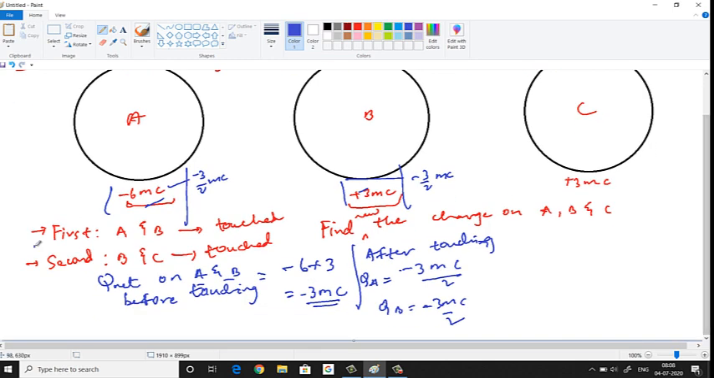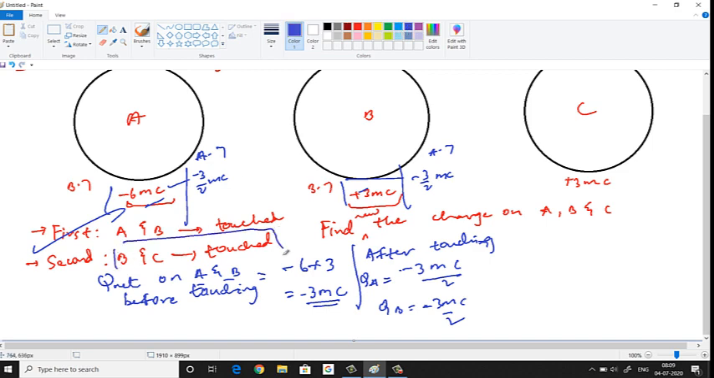So first part is over. For A and B, what is the final charge? Final charge. Don't write final charge for B otherwise. After touching. So I'm just writing AT here. After touching. This is before touching. Okay, before touching. Alright. Now what is happening?